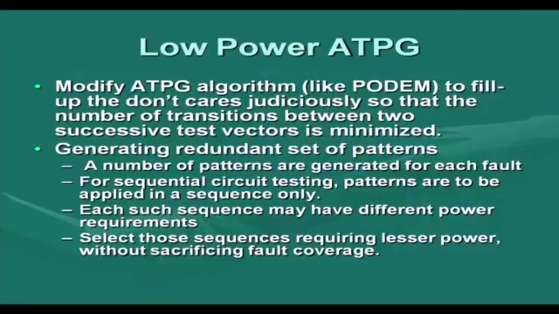So, what will happen is that many of these patterns have the capability to detect a number of faults. Though it has been taken into the set because it could detect one particular fault, they have the potential to detect more faults. So, once we have got a redundant set of patterns, we can choose patterns so that they consume less power. A number of patterns are generated for each fault depending upon that n detect principle.